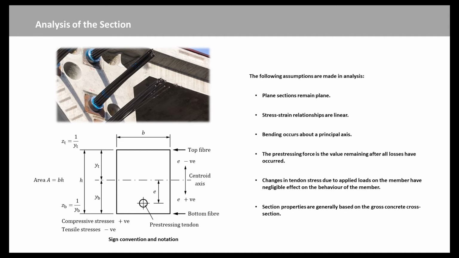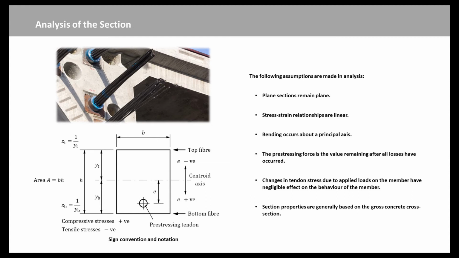The assumptions include: plane sections remain plane, stress-strain relationships are linear, bending occurs about a principal axis, and the prestressing force is the value remaining after all losses have occurred. Changes in tendon stress due to applied loads on the member have negligible effect on the behavior of the member. Section properties are generally based on the gross concrete cross-section. The stress in the steel is unimportant in the analysis of the concrete section under working loads, it being the force provided by the steel that is considered in the analysis.